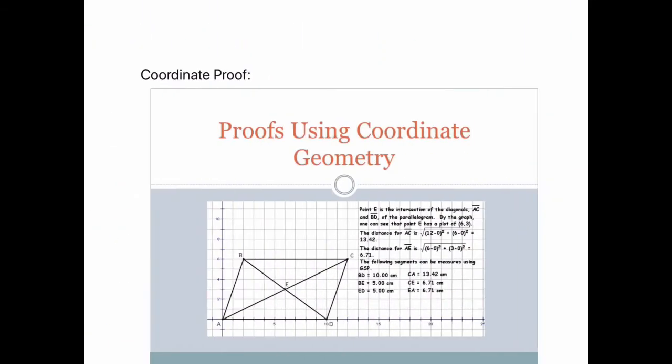Another kind of proof that we use in geometry is called a coordinate proof. And these proofs use coordinate geometry, and they put shapes and figures into a coordinate plane in order to solve the proof. It is almost always best to try to utilize the origin when you're doing this if you can, 0, 0.